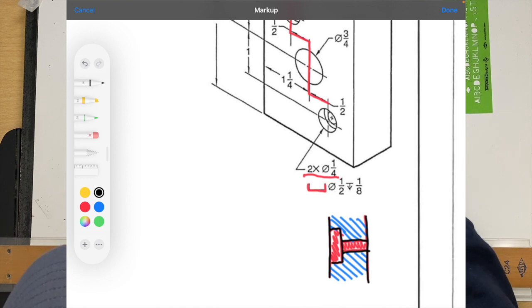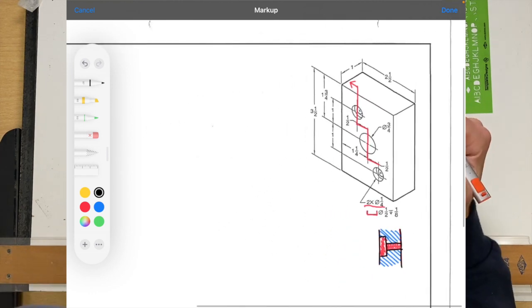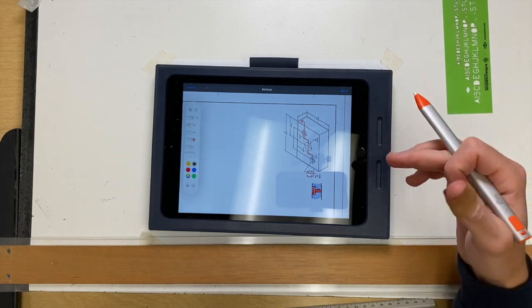It also has a 2x, meaning there's 2 of them at this dimension. So the one at the top is also this dimension, and then all the other numbers on here are just the dimensions of the overall part. So let's get this started.